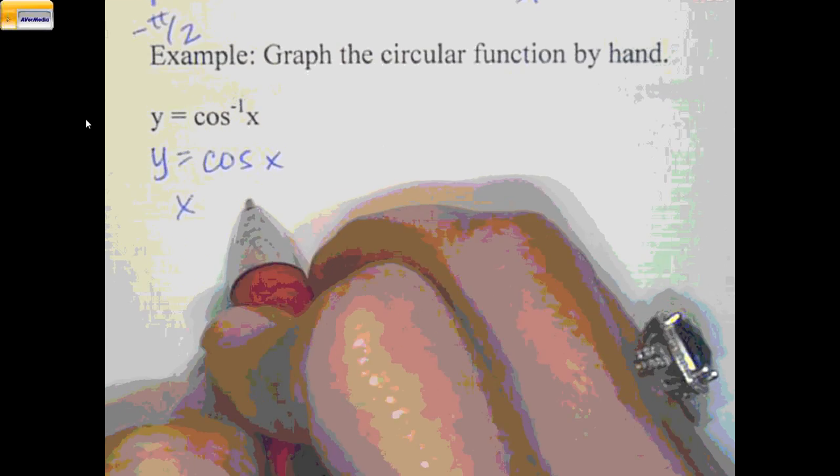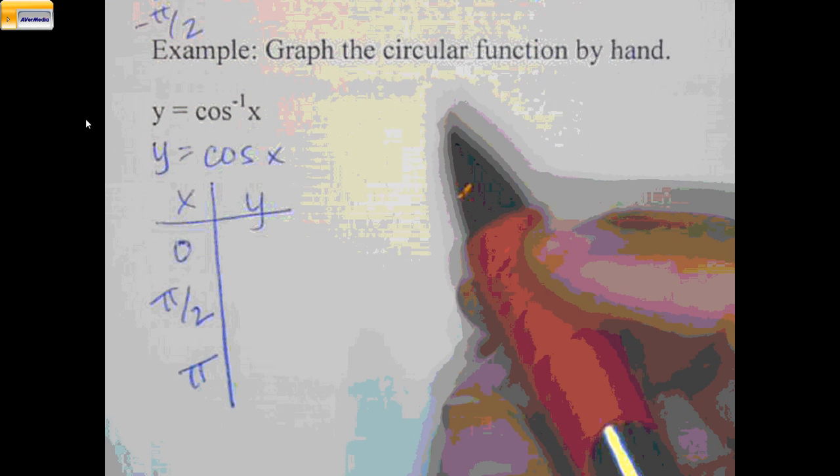And let's talk about this. Cosine is in the first and second quadrant, right? That's what you're allowed to do for the inverse, first and second quadrant. So for first and second quadrant, I'm thinking that's 0 to pi. And I want one more dot in there. So I'm going to do half a pi.